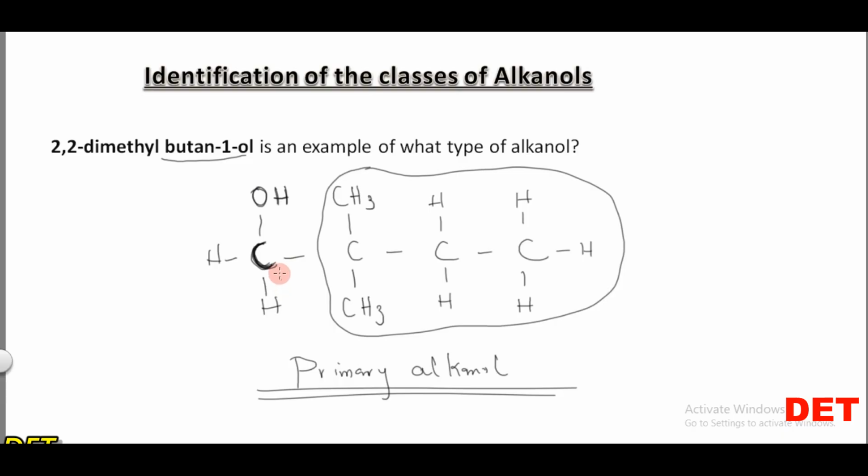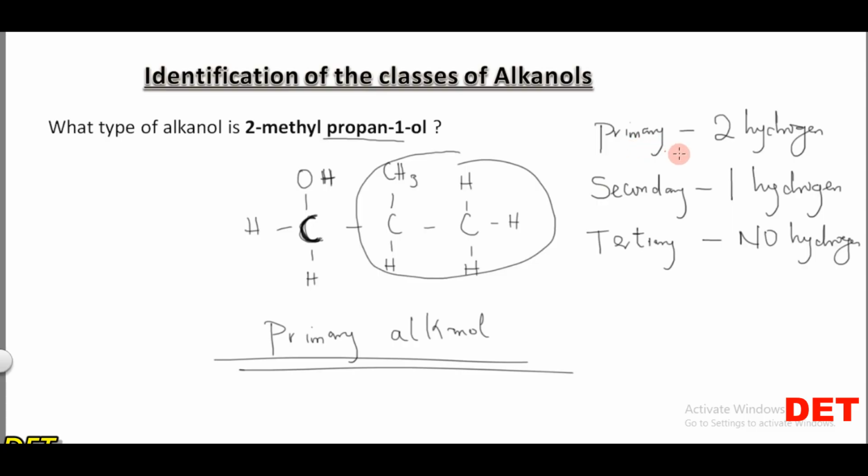All right, so another way you can look at it is to look at the number of hydrogen atoms attached to this carbon atom carrying the OH group. You have 2 hydrogen atoms attached to this carbon atom carrying the OH group. So this alkanol is an example of a primary alkanol. Again, when you have 2 hydrogen atoms attached to the carbon atom bearing the OH group, just as you have here, you refer to this alkanol as a primary alkanol.